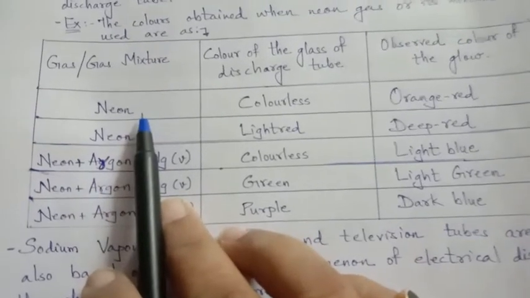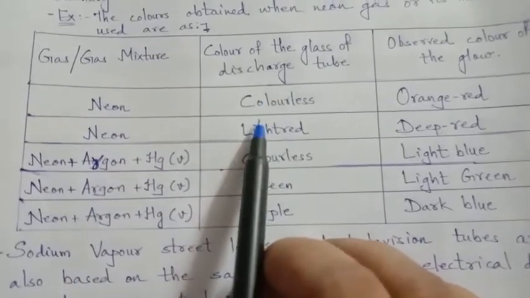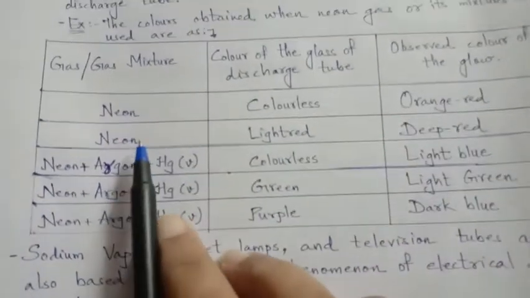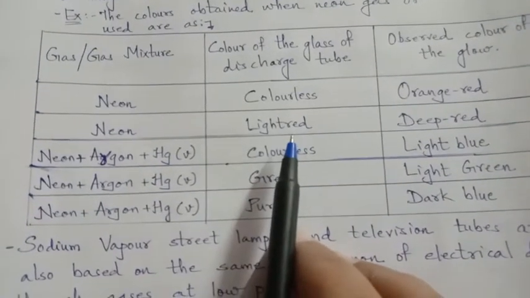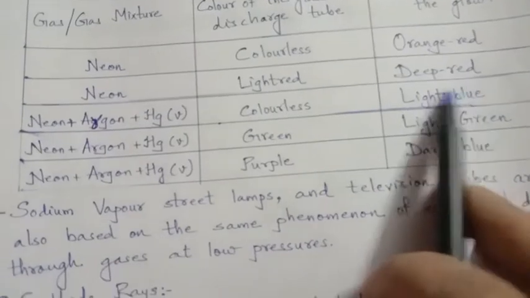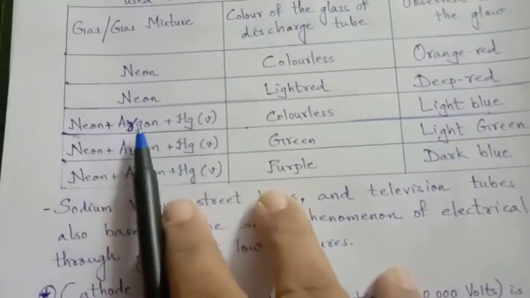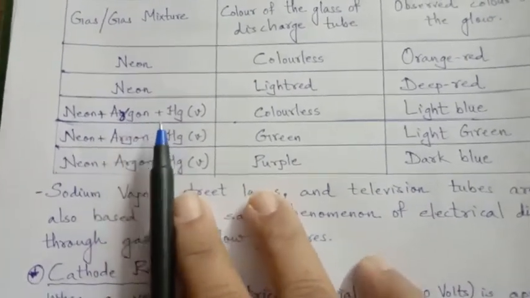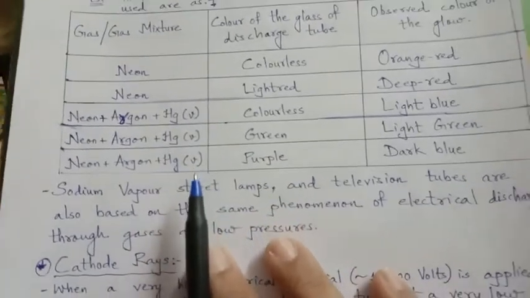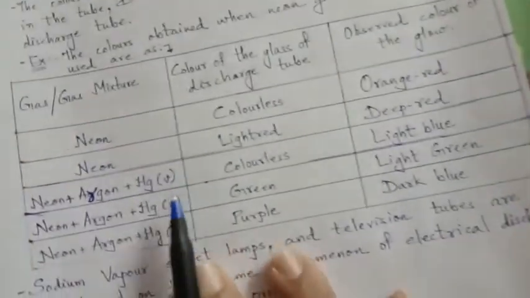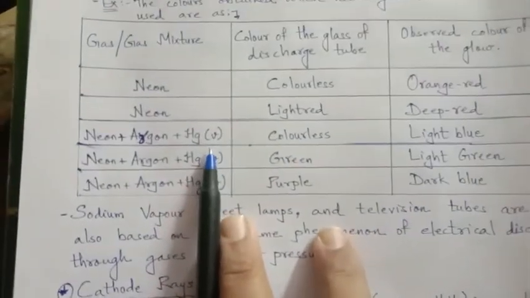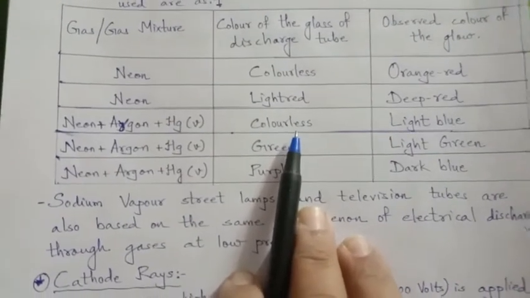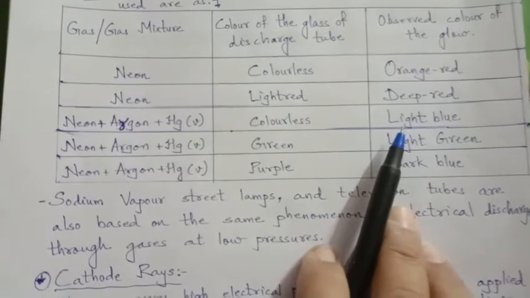If neon is used, the color of the glass discharge tube is colorless and the observed color of the glow is orange red. When neon is used, the glass of the discharge tube is light red, observed color is deep red. When the mixture of neon, argon, again a noble gas having 18 electrons, 2, 8, 8, all orbits completely filled, and mercury in vapor form, Hg, are filled all together, a colorless tube is taken and the appearance of the color is light blue.